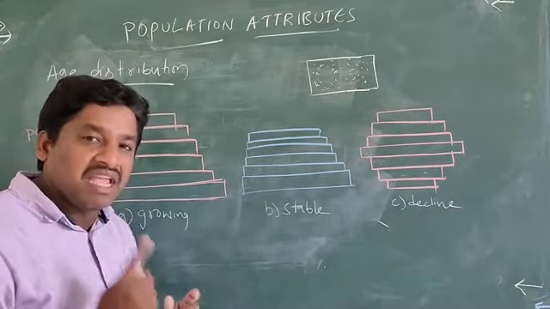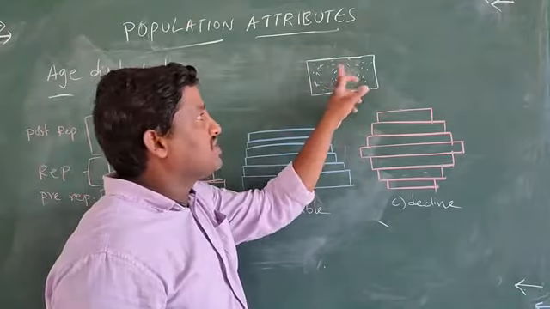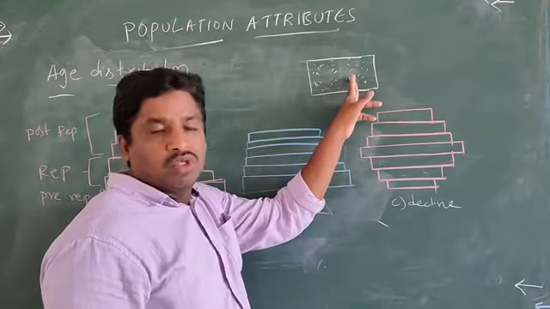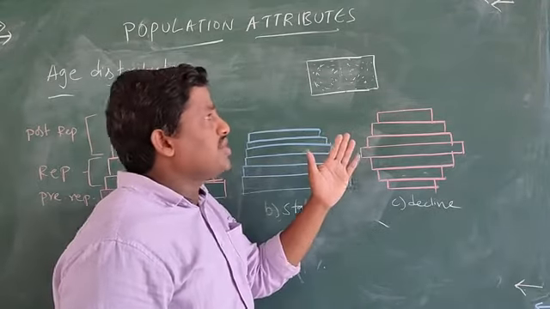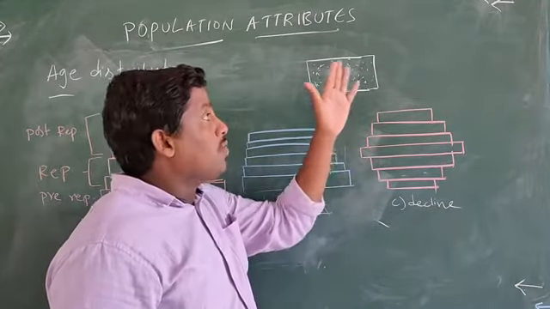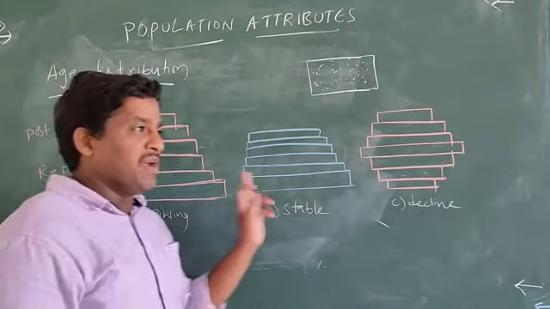What is meant by the age pyramid? The age distribution. Here, individuals of different ages are present, so their age distribution is plotted for this population. The resulting structure we call age pyramids.